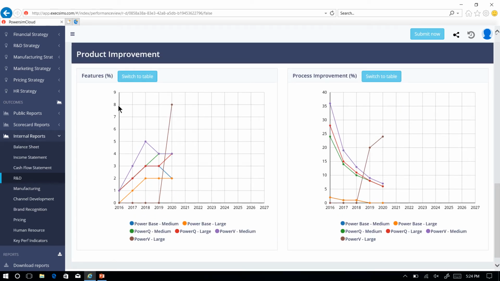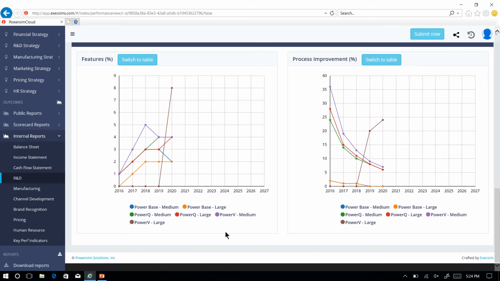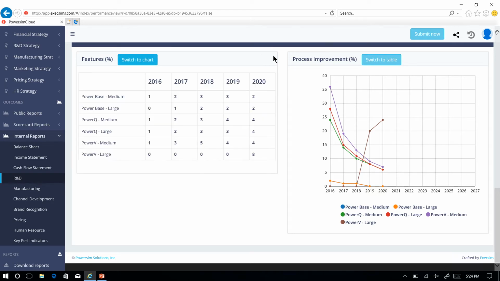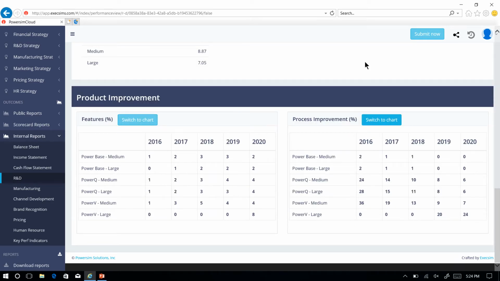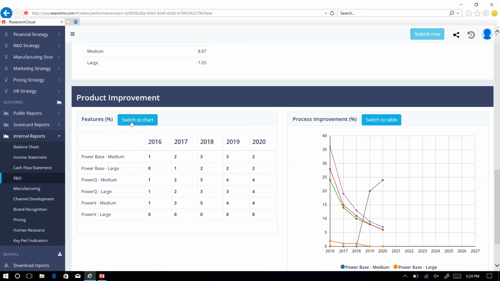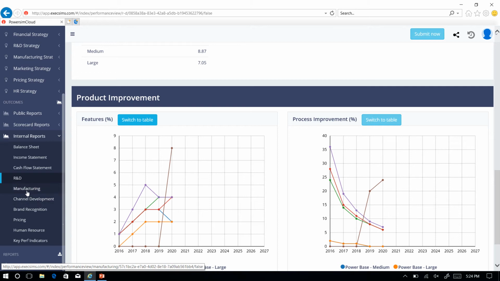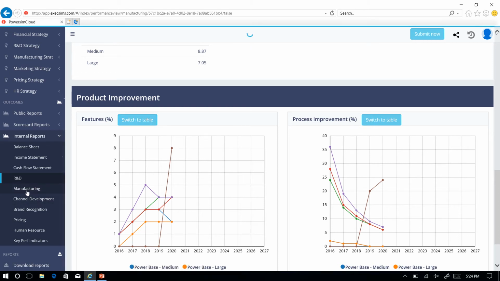And then here we can see the product improvement, the features. You can see the change in the different sizes and the different products. And here we can see process improvement for the same thing, different sizes of the different products. And here we can check to see the tables for both of them. But I think the chart is easier to view it in. So next we'll look at manufacturing.